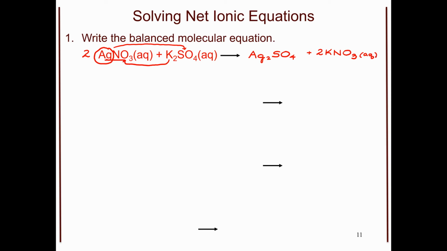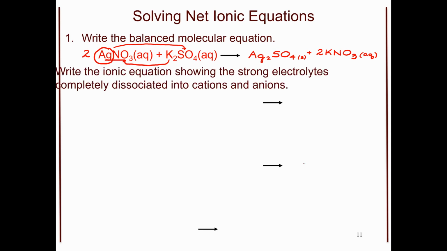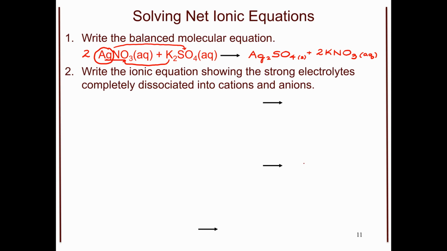Now let's look at our silver sulfate. Sulfates are usually soluble except for those of silver, mercury, lead, calcium, strontium, and barium. Because of the silver, this is now going to precipitate. So now what I have done is written my molecular equation. The next thing I need to do is write my ionic equation.